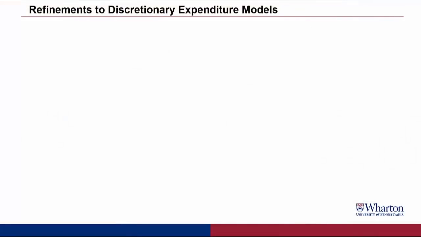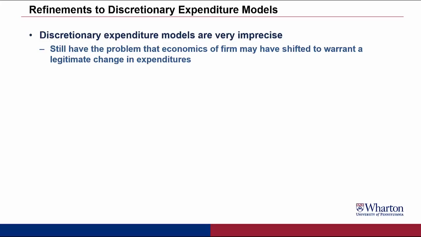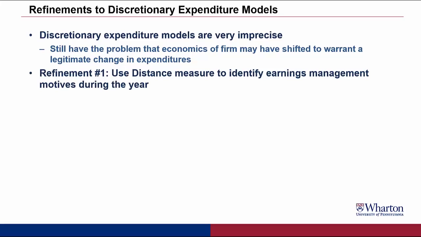Let's get started. So we need to do some refinements to the discretionary expenditure models because they're very imprecise. We still haven't addressed the problem that the economics of the firm may have shifted, which warrants a legitimate change in expenditures, making it harder to spot manipulation using discretionary expenditures. So our first refinement is we're going to come up with something called a distance measure, and I'll show you that in a little bit. But this distance measure will help us identify companies' earnings management motives during the year.